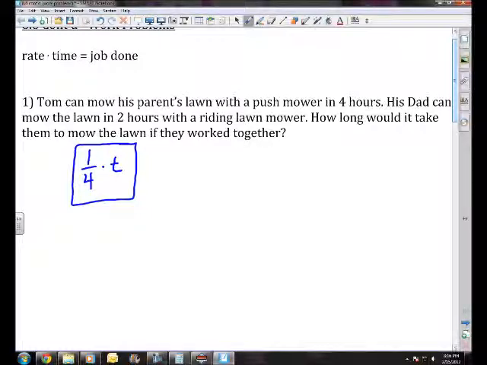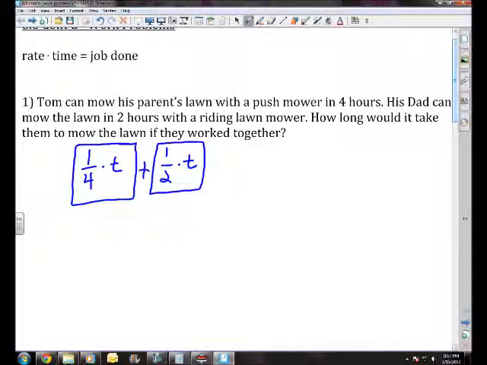We're also going to be figuring out what his dad's doing. How fast does his dad do this? What's his dad's rate? If he can mow a whole lawn in 2 hours, how much can he do in 1 hour? He can do 1/2 of that job in 1 hour. He's also going to be mowing for that time, because as long as they start at the same time, they're going to finish at the same time, because the lawn will be done. So there's his dad. That's how fast he can do it and how long he's going to be doing it.